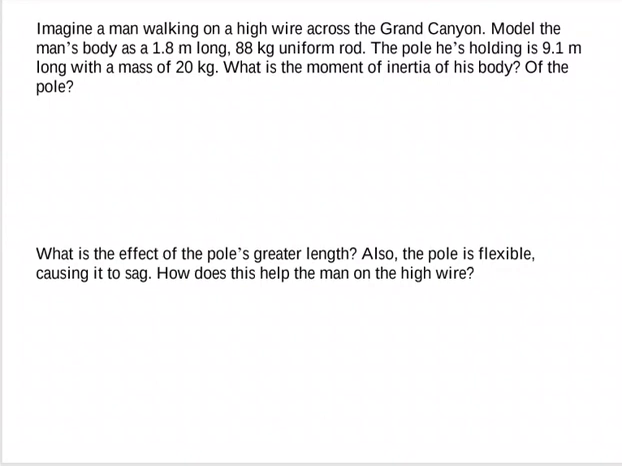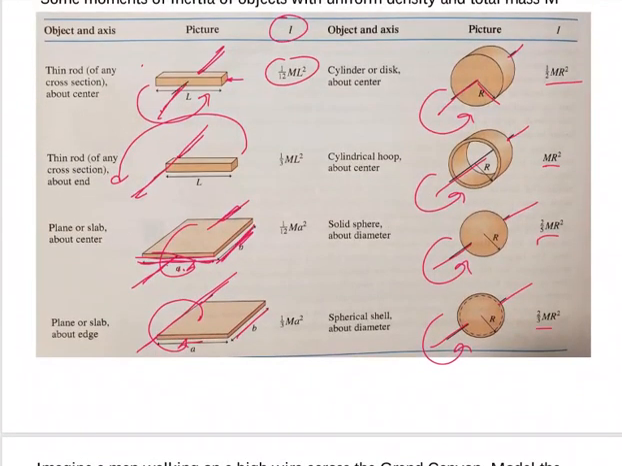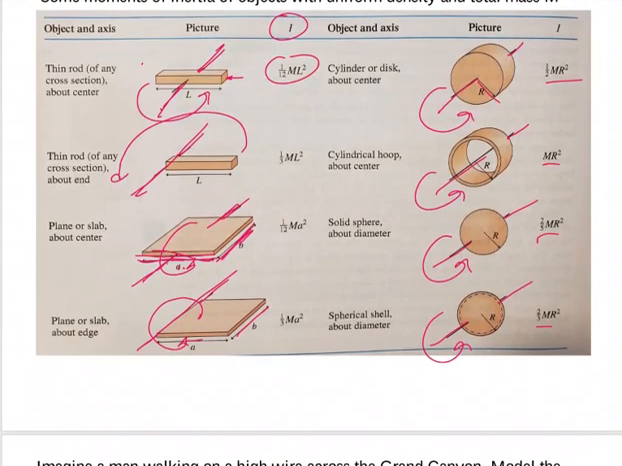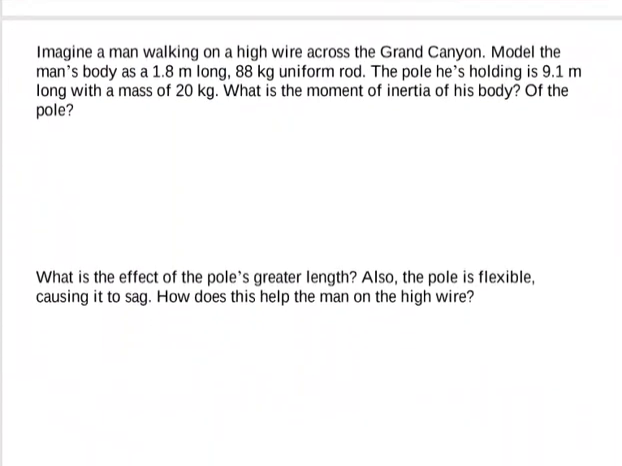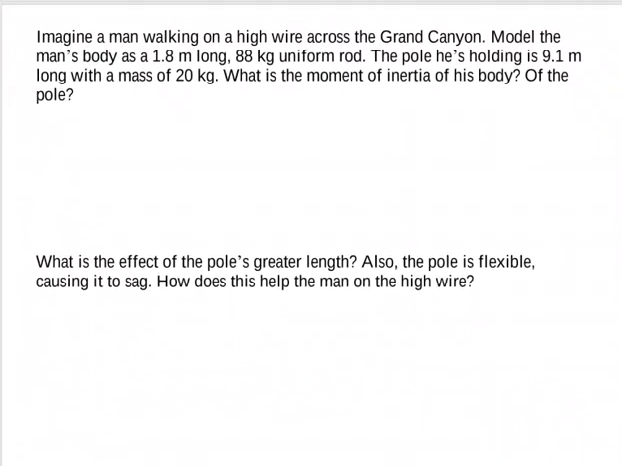So imagine a man walking on a high wire across the Grand Canyon. So this is like what we talked about last time. We got the tightrope. Model the man's body as a 1.8 meter long, 88 kilogram uniform rod. So we got this situation. We're dealing with the thin rod. Now, the pole he's holding is 9.1 meters long with a mass of 20 kilograms. What is the moment of inertia of his body? And what is the moment of inertia of the pole?